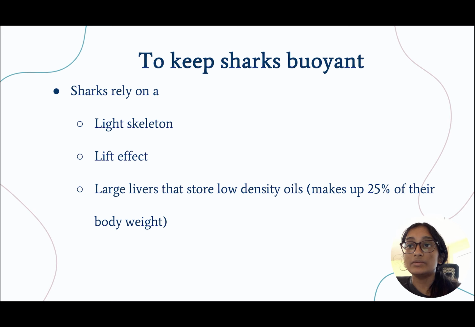In summary, to keep sharks buoyant, which is a crucial feature given that they're sea life, they rely on their light skeleton composed of cartilage, their lift effect, and their large livers that store low-density oils. Since they're low density, it contributes to their lightness. These large livers make up 25% of their body weight.